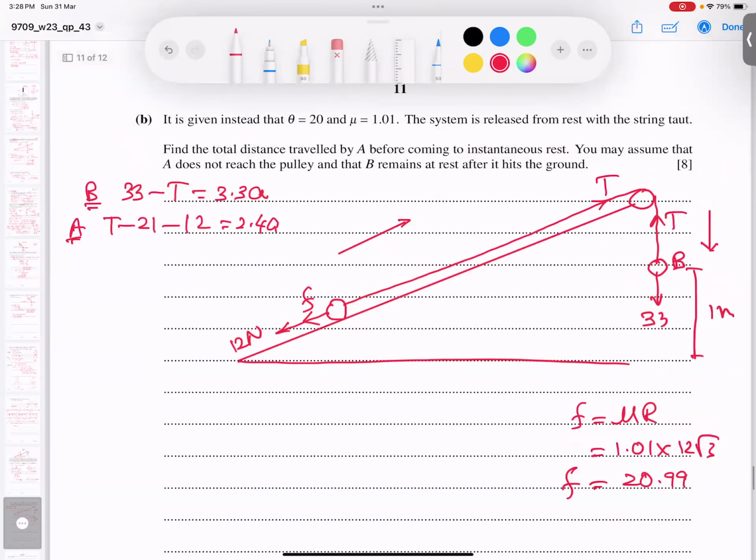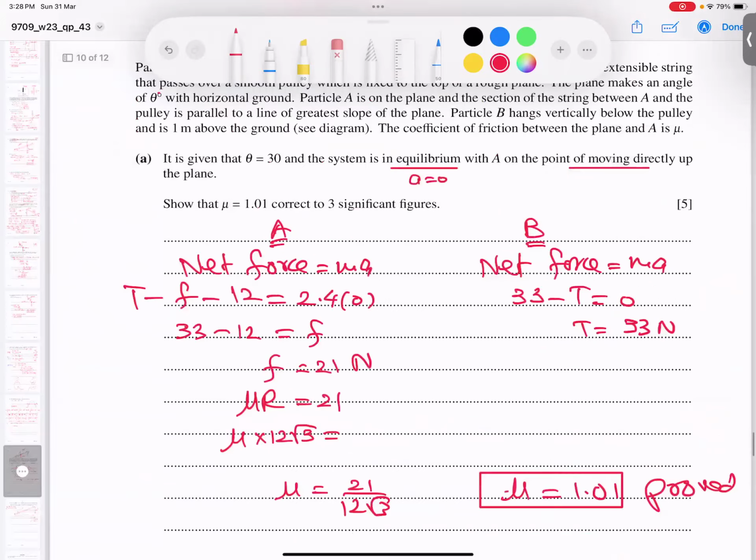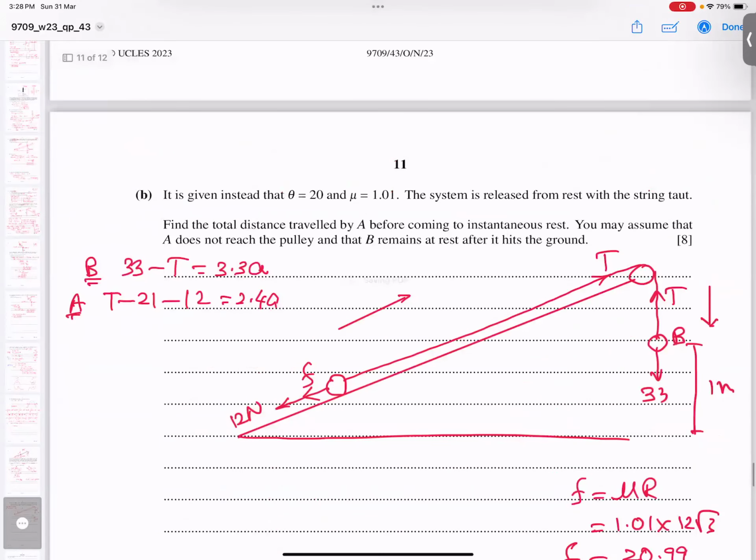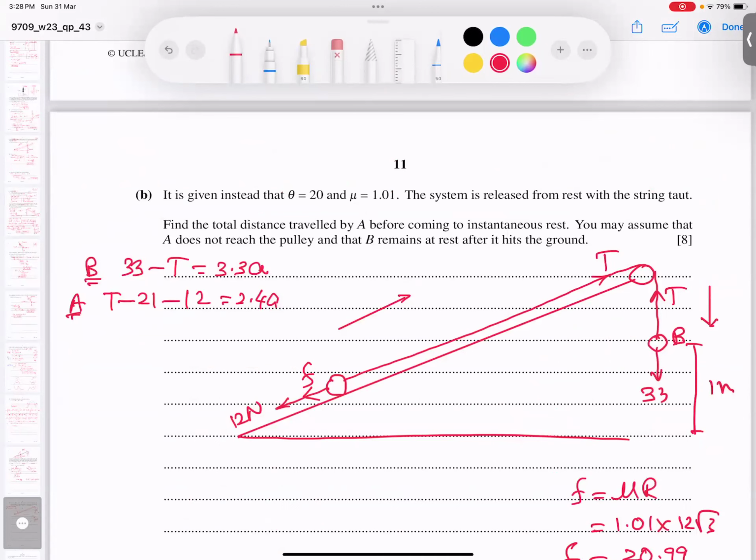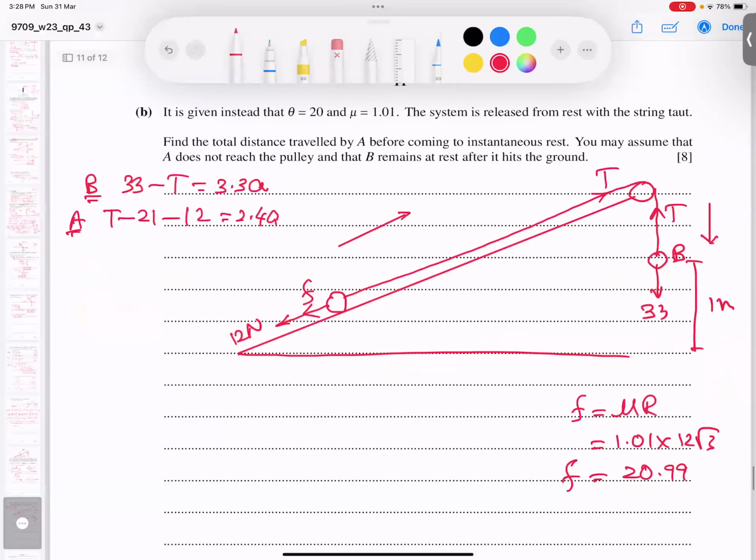And wait a minute, let me recheck that. 33 minus tension is MA, and tension minus weight component. And hold on, this is 24, so this 12 is correct. Both are, but no, they will not cancel, so naturally a small difference in the numbers is there. It means we have to take the friction component as the other number mentioned here, 20.99, not exactly 21. A slight difference is there.